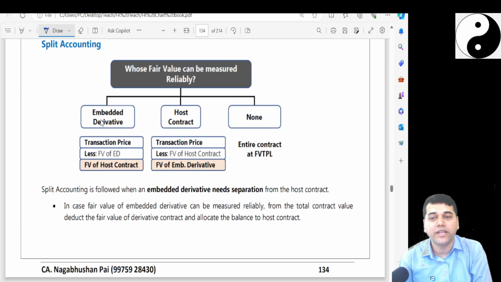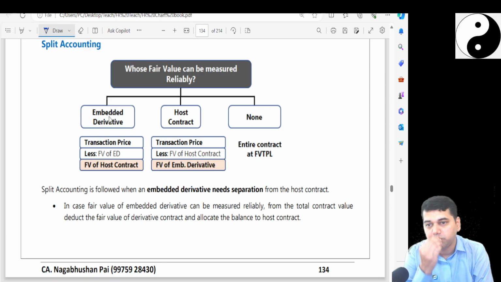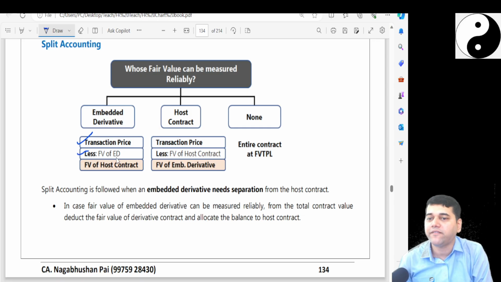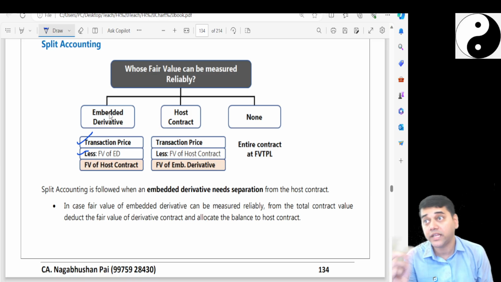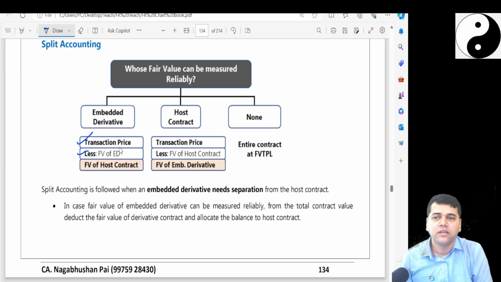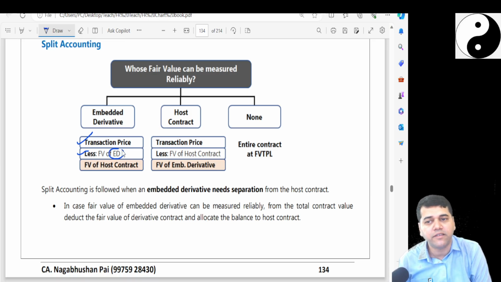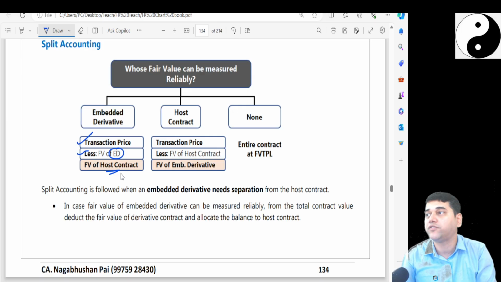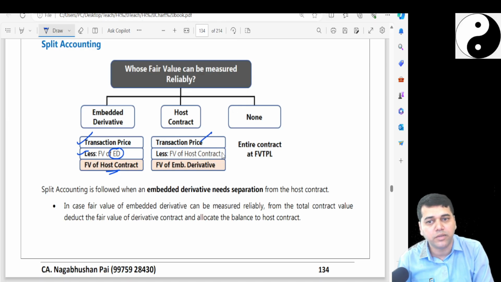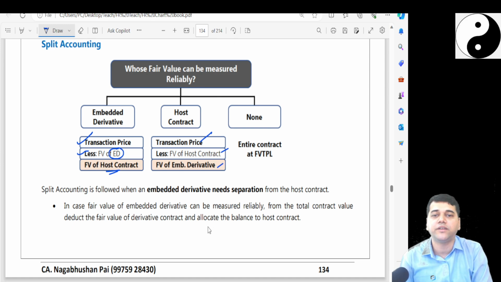So split accounting, embedded derivative, how do you check it? See, transaction price minus fair value of the embedded derivative: if you know the value of the embedded derivative but you don't know the value of the host contract, like an equity contract, you don't know, but a derivative contract, you know. Simple. From the transaction price minus the fair value of the embedded derivative, you get the fair value of the host contract. No, sir, I know the value of the host contract, I don't know the value of the derivative. Simple. Transaction price minus host contract gives you the embedded derivative.